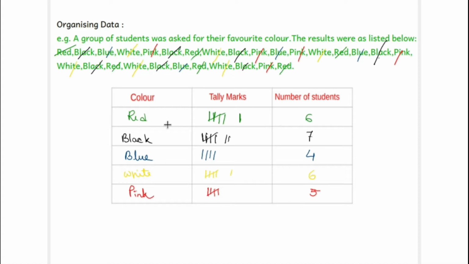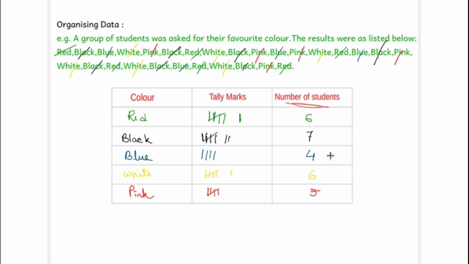Now this is the organized data of this particular information. Here we can easily draw a pictograph or bar graph by using this data. Hope you have understood how to organize data. Now see this number of students, but this has a particular name. It is called frequency.